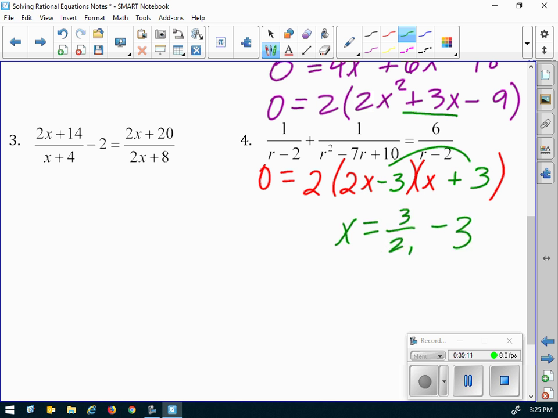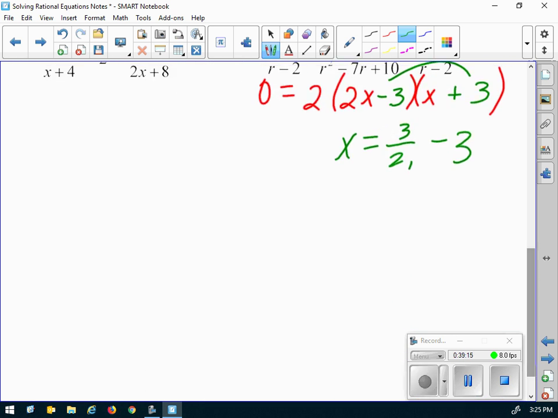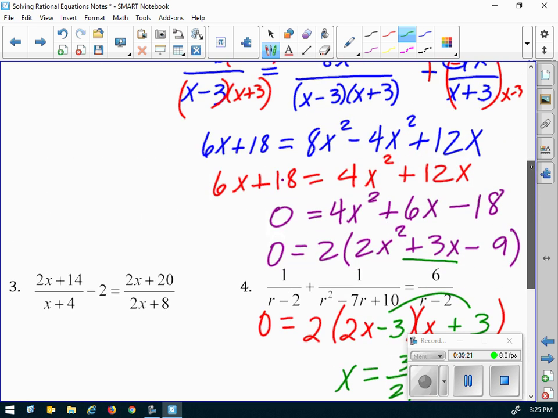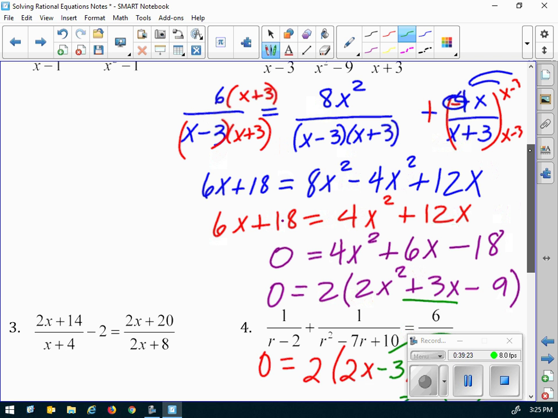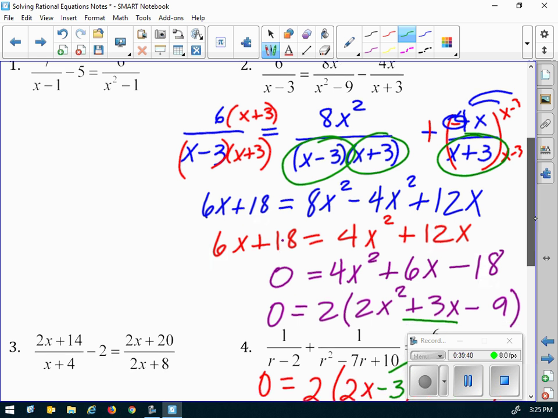Negative 3 doesn't work. x equal negative 3 will not work. Okay, hang on just a minute. Let's look at the 3 halves. Does 3 halves make any of those equal to 0? So we're fine on that one. All you're doing when you check is checking the denominators. You don't have to plug it all back in like we were doing. You just have to check the denominators.